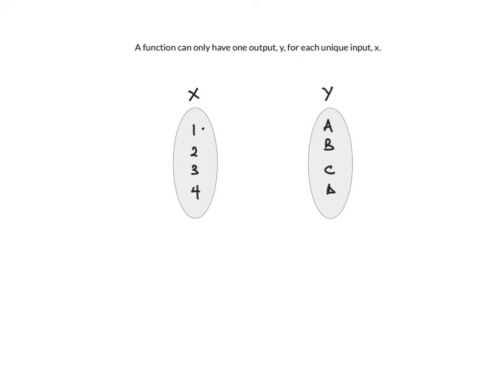So if I was to add in some arrows here, we could have something like this. That would be an example of a function. So each value of x has only one value of y. So the value of x1 has only one value of y. Now it doesn't matter if we have different values of x giving us the same value of y, that doesn't matter at all. So here we have an example of a function.